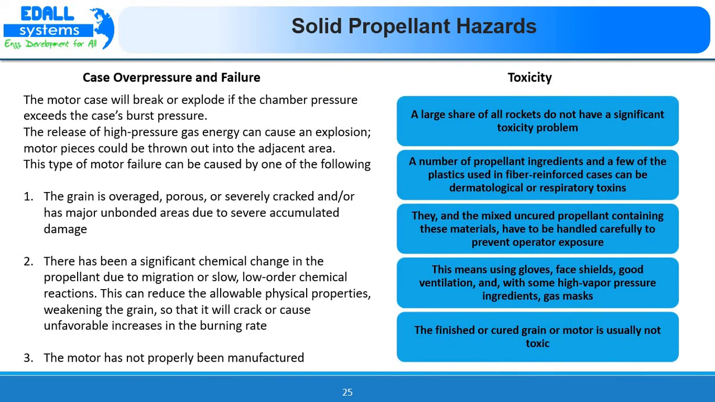Next one is the toxicity. A large share of all rockets do not have a significant toxicity problem. A number of propellant ingredients and a few of the plastics used in fiber reinforced cases can be dermatologically or respiratory toxins. So it is not that all the propellants are toxic, but the ingredients which we are using in processing the propellant can cause a toxicity problem.